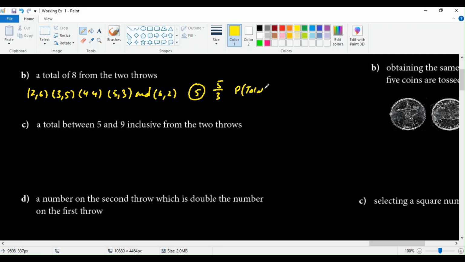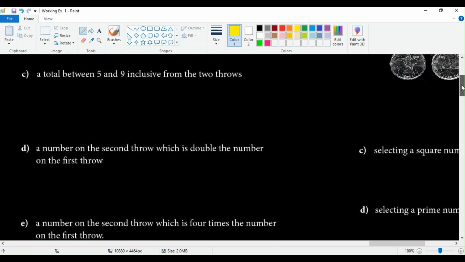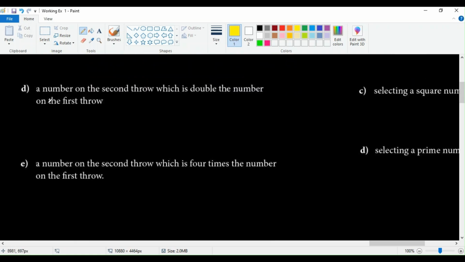Total of 8 equals 5 over 3 as an answer. Now comes question number C, in which it says a total between 5 and 9 inclusive. I guess I should give you this as a task to do on yourself. Then comes part D, a number on the second row which is double the number of the first row.